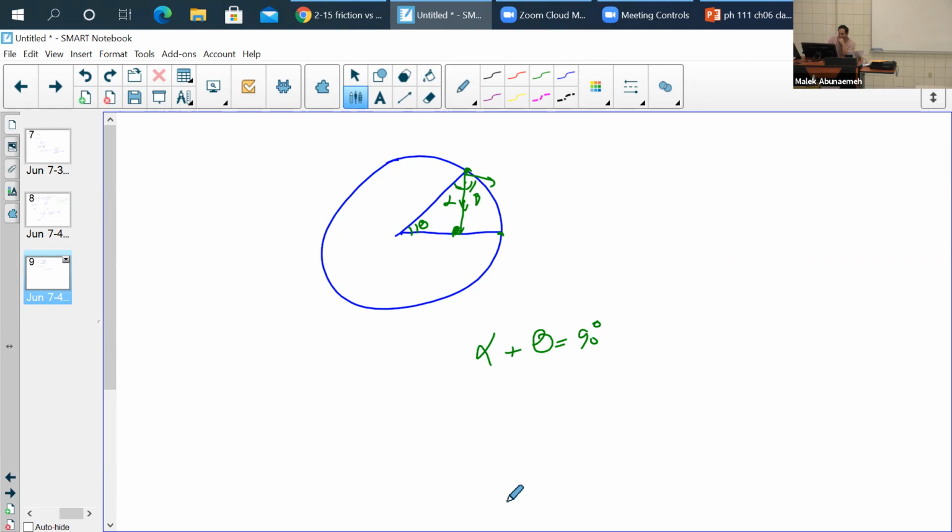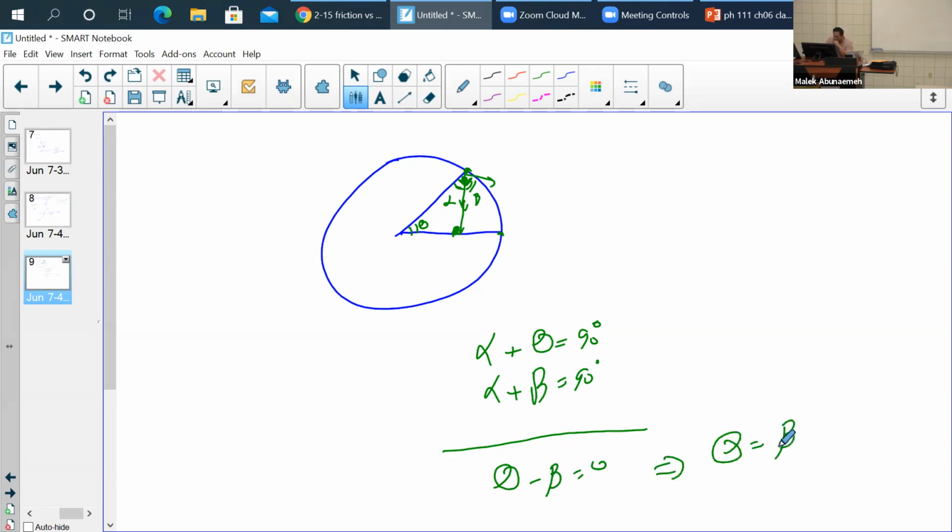Again, that's the object moving. If this is the case, we also have a 90-degree angle over here. That means alpha plus beta is also going to equal 90 degrees. If you subtract both of these, alpha minus beta is going to equal 0. That means alpha is going to equal beta.